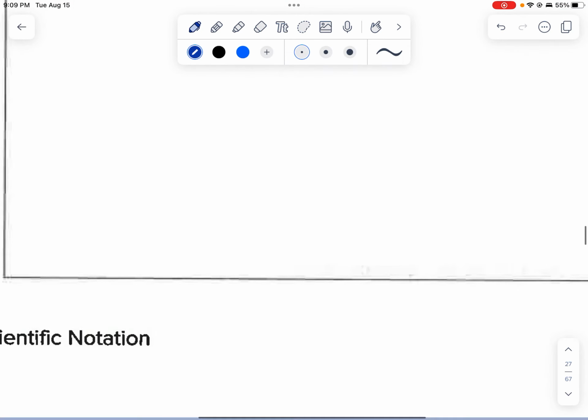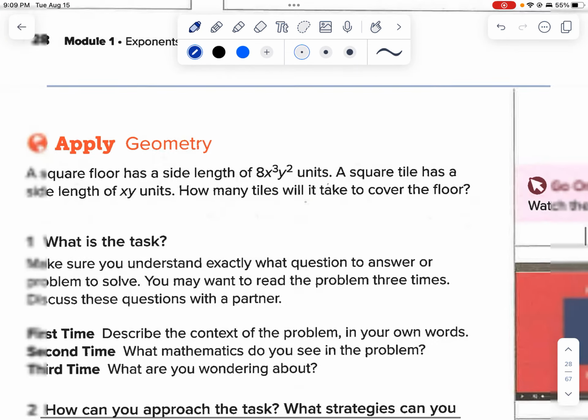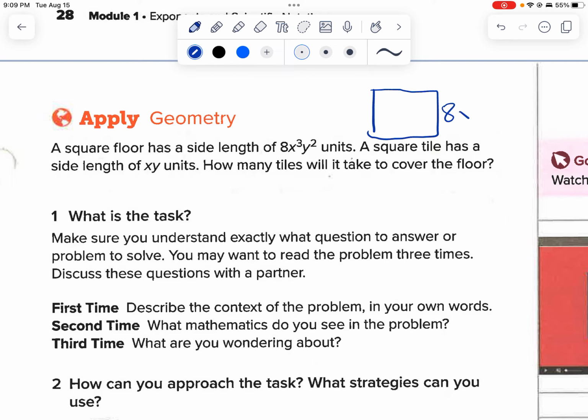Okay, next. A square floor. It's not really a square, but we're going to pretend it's a square. Has a side length of 8x to the third y squared. A square tile has the side length of xy units. How many tiles will it take to cover the floor?